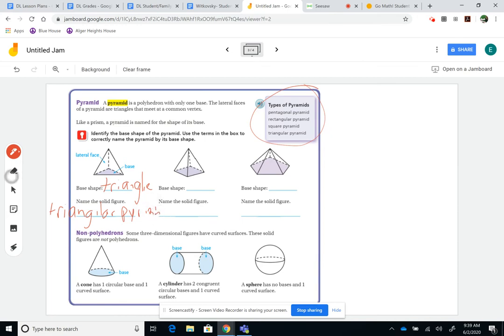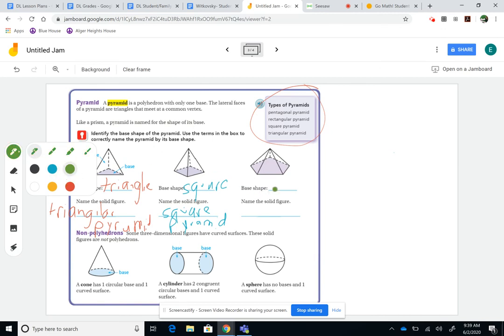And I'm getting all up into the other one. Let me erase that and try to squeeze it in underneath. Triangular pyramid, P-Y-R-A-M-I-D. All right, close enough. All right, the next one, what is the base shape? I'll switch to blue for this one. Base shape is a square. And so that would make it a square pyramid. All right, and then the next one, I'll switch to green for. And the base shape, this one, I like to count the sides because you don't want to miscalculate. So 1, 2, 3, 4, 5. Remember, 5 is pent, P-E-N-T. So it's a pentagon. And so it's a pentagonal pyramid.